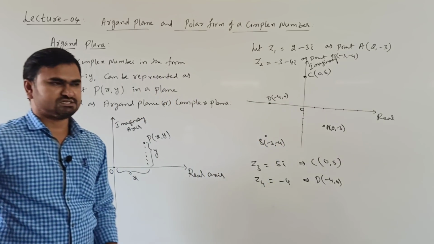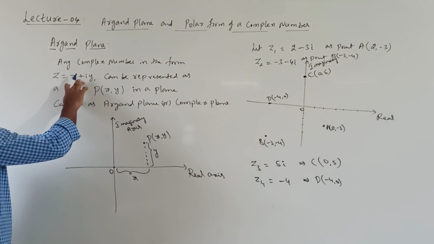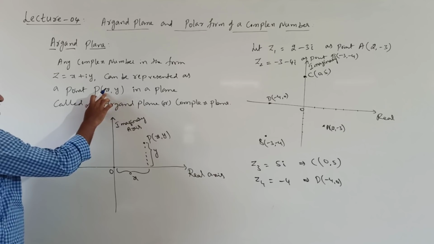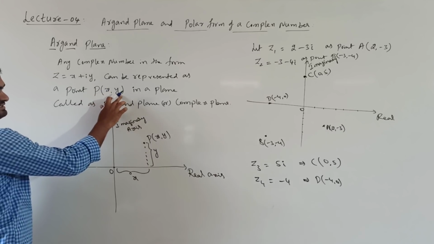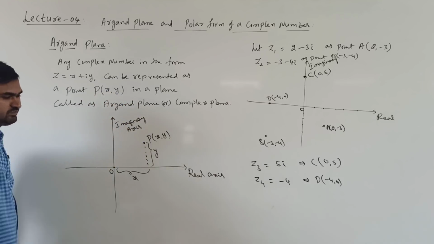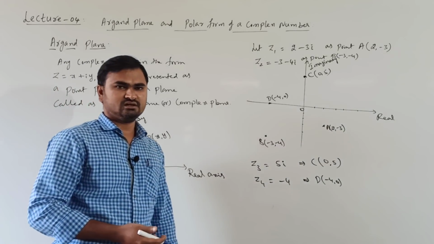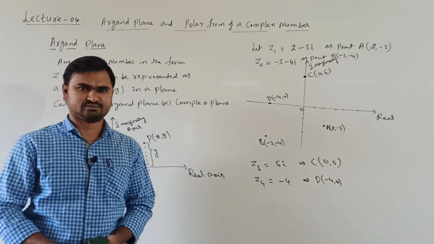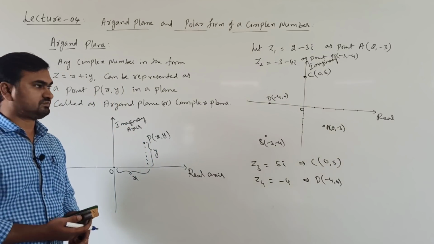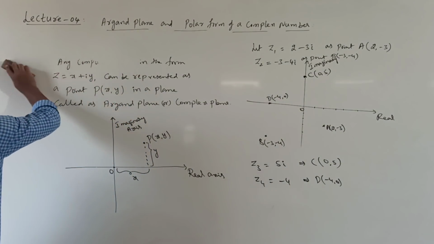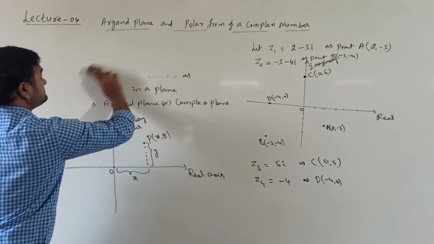Understand? So we are converting the complex number into a point, where the point corresponds to the real part and imaginary part, and we are denoting it in a plane. That plane is called the Argand plane or complex plane. Understand? Right. So this is the Argand plane.